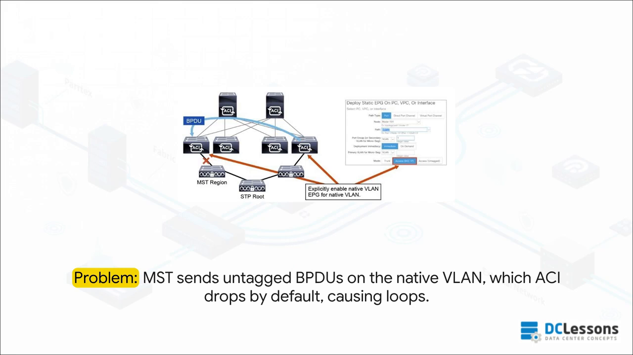Unlike regular spanning tree, it sends its BPDUs untagged on the native VLAN. And here's a problem. ACI ports, by default, are set up as trunks, and they expect tagged traffic. So when they see these untagged BPDUs from the MST network, they just drop them. Spanning tree is now broken, and you've basically just invited a loop to your party.